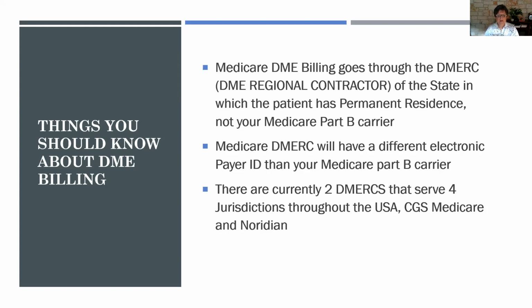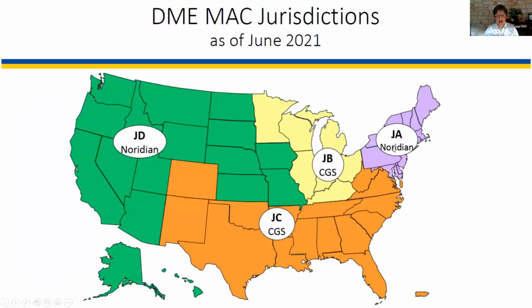He lived in far western Pennsylvania. And far western Pennsylvania, the jurisdiction, and I'll just show you this jurisdiction map. So the jurisdiction map for far western Pennsylvania is Meridian, jurisdiction A or region A. He had a lot of patients that lived in Ohio. And because you dispense DME for use in a patient's home, you have to bill it to the regional contractor in which the patient has permanent residence.